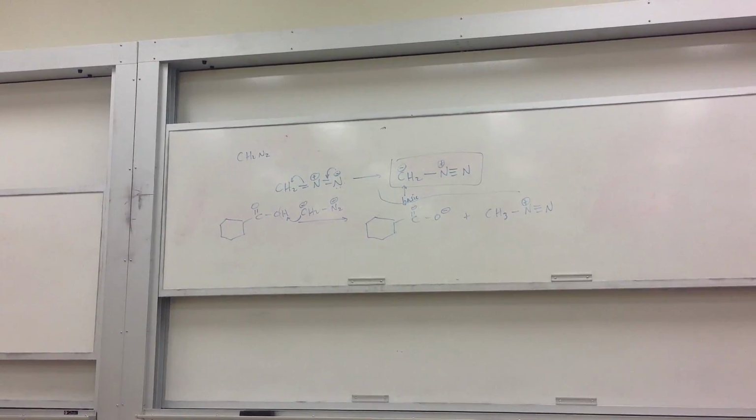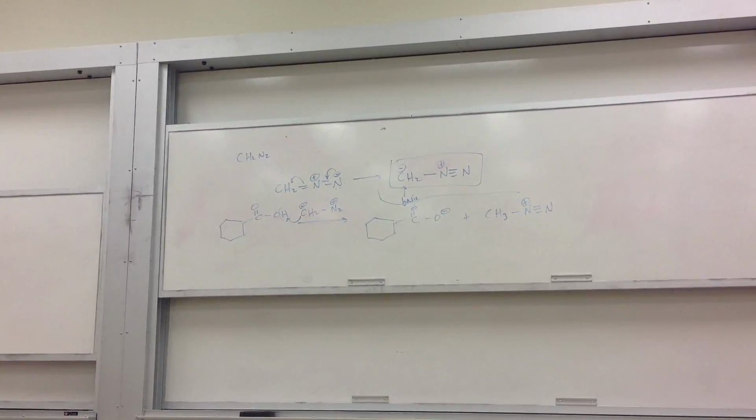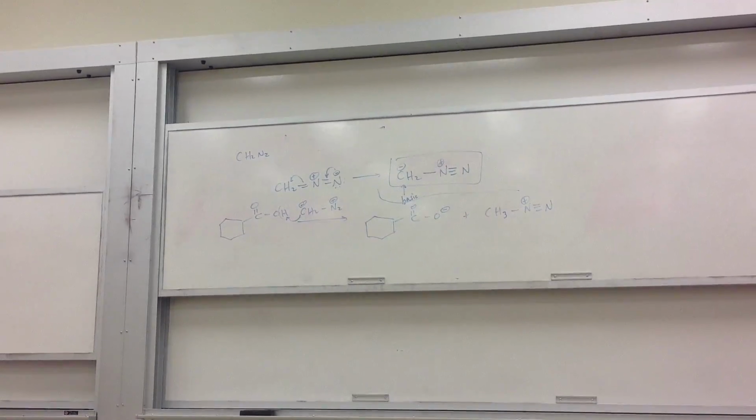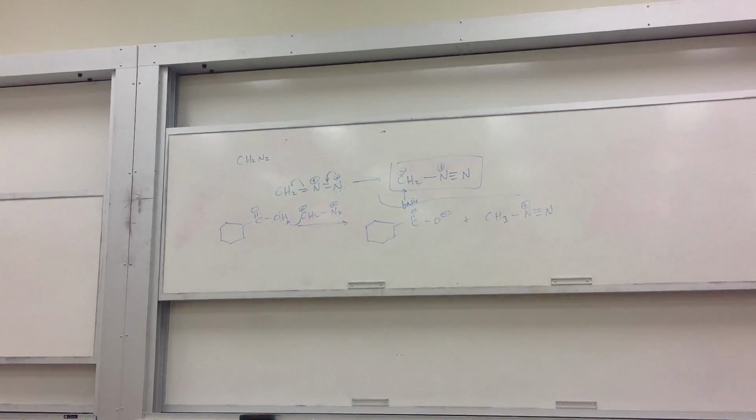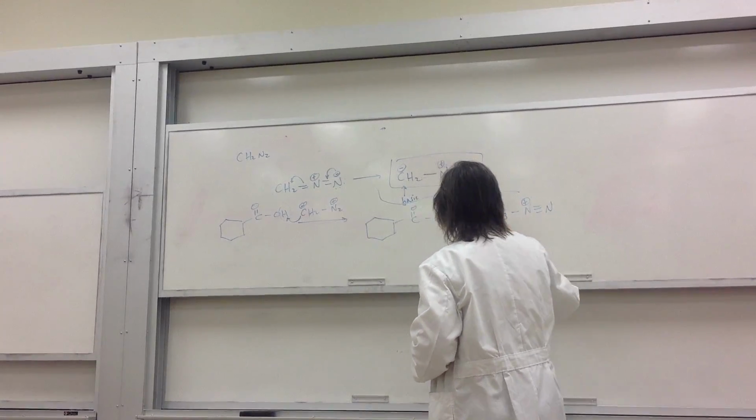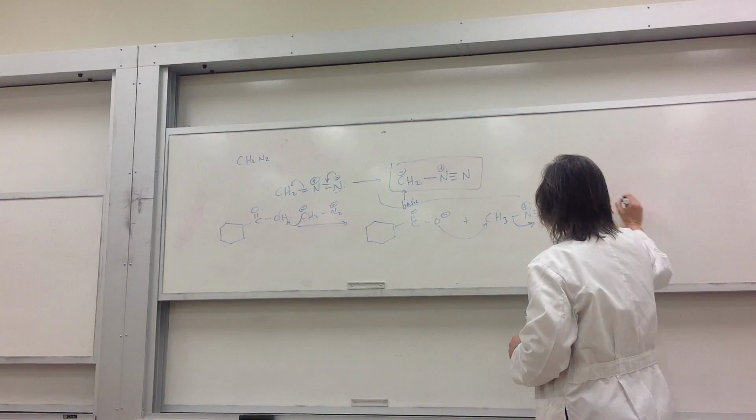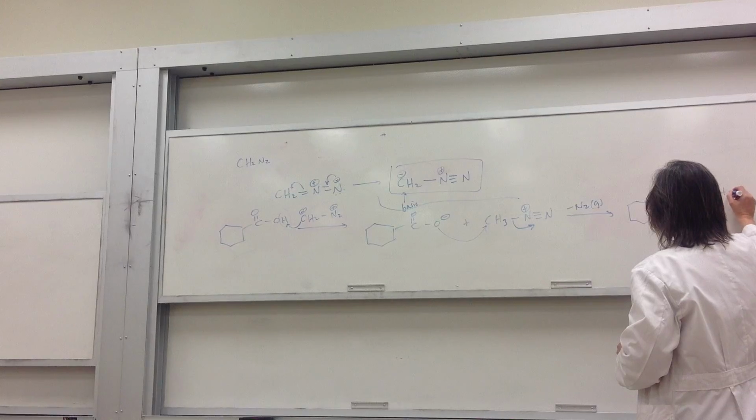Now say you confront this on an MCAT or something. Look at that and tell me what's going to happen next. The O minus is going to attack that CH3, and what's it going to kick out? The nitrogen gas. Nitrogen gas, good. It attacks the CH3, nitrogen gas is kicked out, and you end up with a methyl ester.